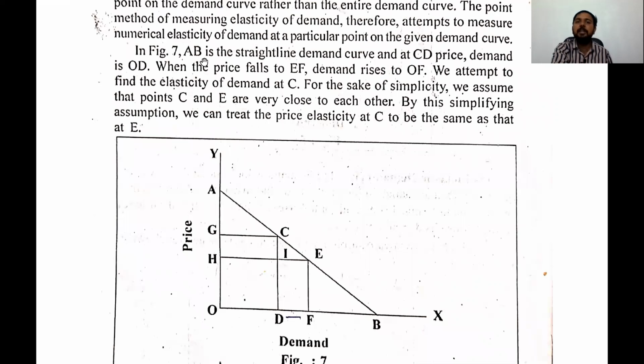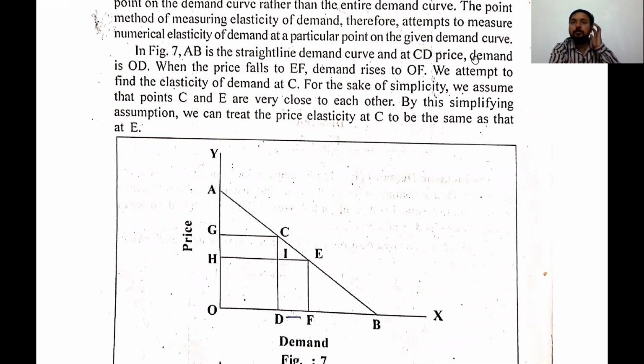In figure 7, AB is a straight line demand curve. So here we can see it is a demand curve AB, as given in this graph, and CD is the price. C is on the demand curve; CD, from C to D, is the price.